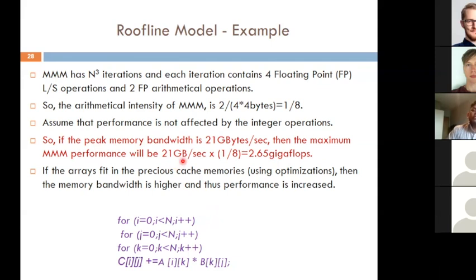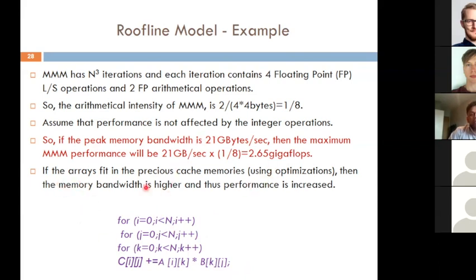If the peak memory bandwidth is 21 gigabytes per second, and the AI of this code is 1/8, then the maximum performance we can get is 2.65 gigaflops. So you can calculate how much maximum performance we can gain, and we can use this formula to calculate.